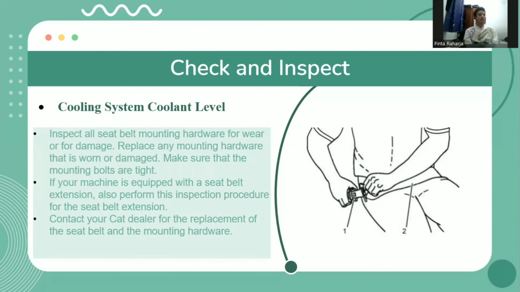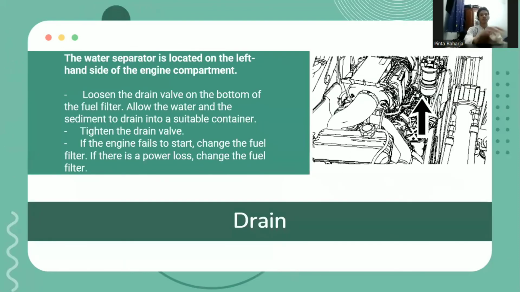Inspect all seat belt mounting hardware for wear or for damage. Replace any mounting hardware that is worn or damaged. Make sure that the mounting bolts are tight. If your machine is equipped with a seat belt extension, also perform this inspection procedure for the seat belt extension. Contact your CAT dealer for the replacement of the seat belt and the mounting hardware.